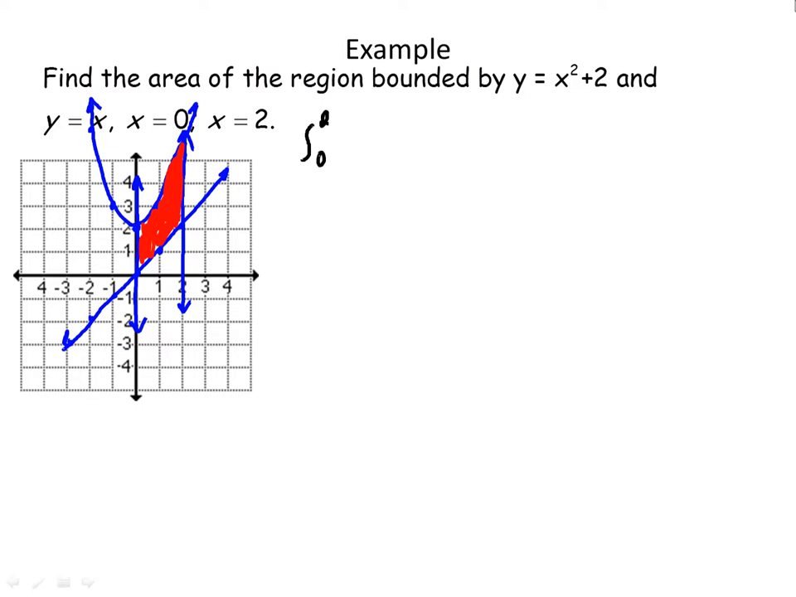Since we chose x boundaries, we have to have x variables, and we're going to do top minus bottom. Top minus bottom. So what is the top graph? Right, so we're going to have x squared plus 2 minus the bottom graph. What's the bottom graph? Y equals x, so we just need the x dx. So the integration for this one is just going to be easier if you have an R sub X region. So there is your setup. Let's see if you can actually do the integration.